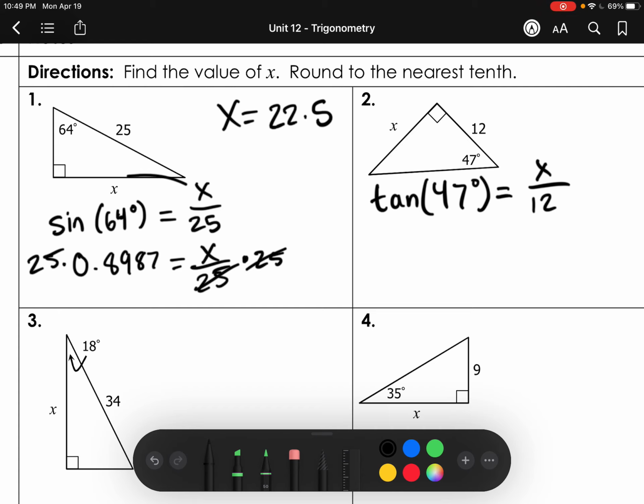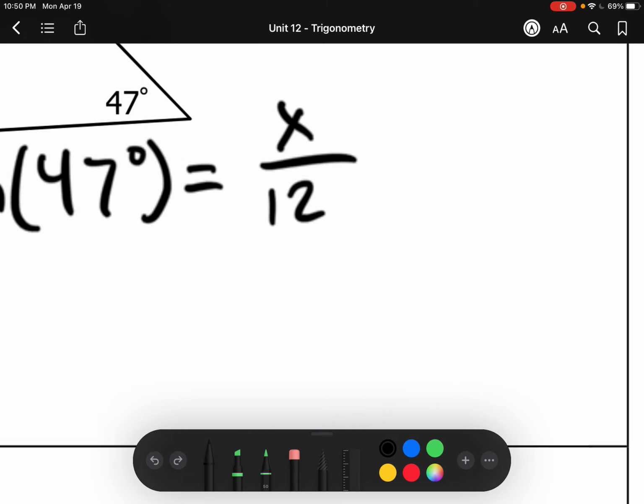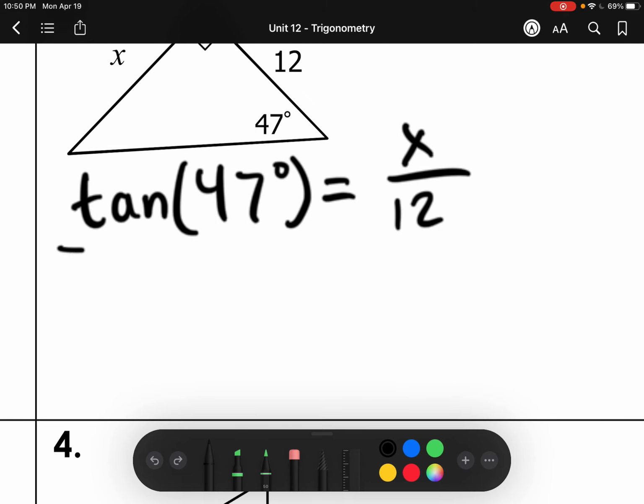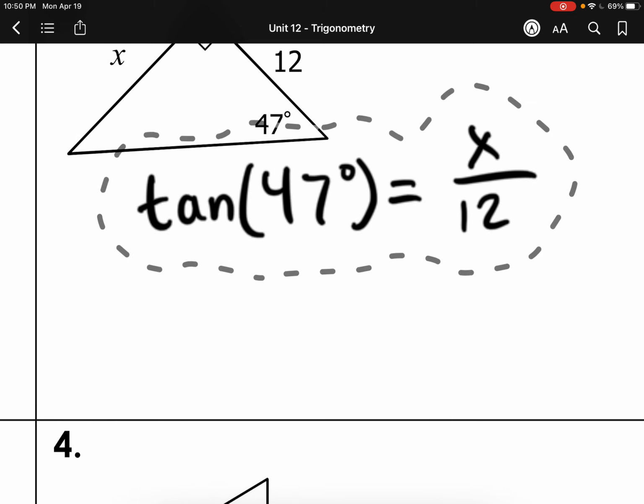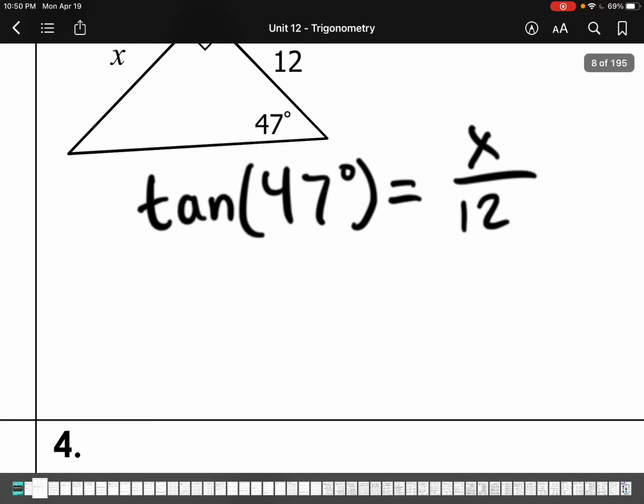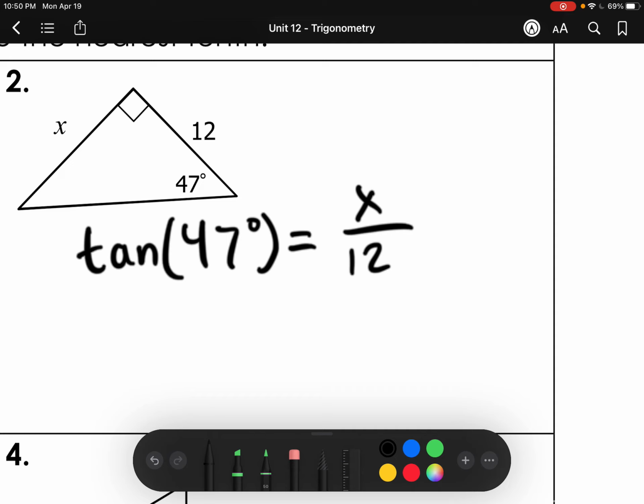So what we did over here is we found out what sine of 64 degrees is, and then we multiplied it by 25, right? So I'm going to find out what this value is, and then I'm going to multiply both sides by 12, right? Here, let me move it a little bit. So I'm going to multiply both sides by 12 because it's going to get rid of this.